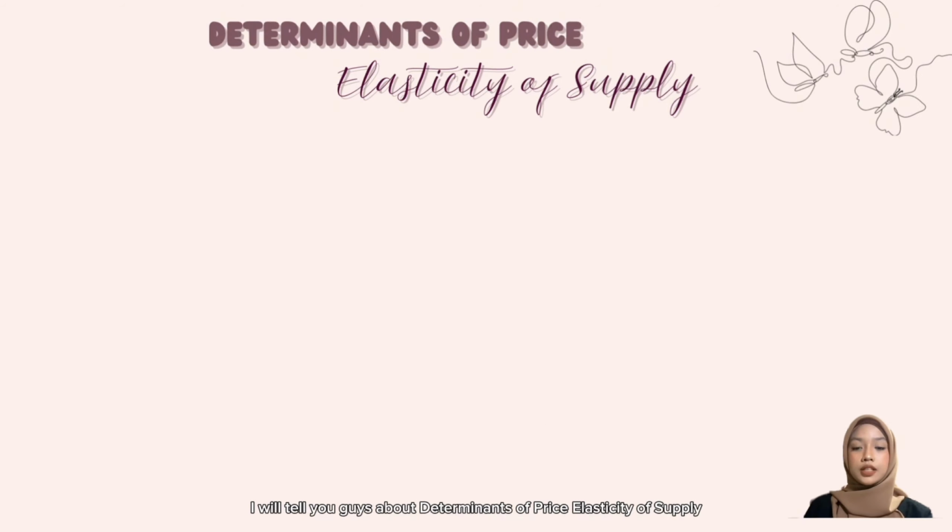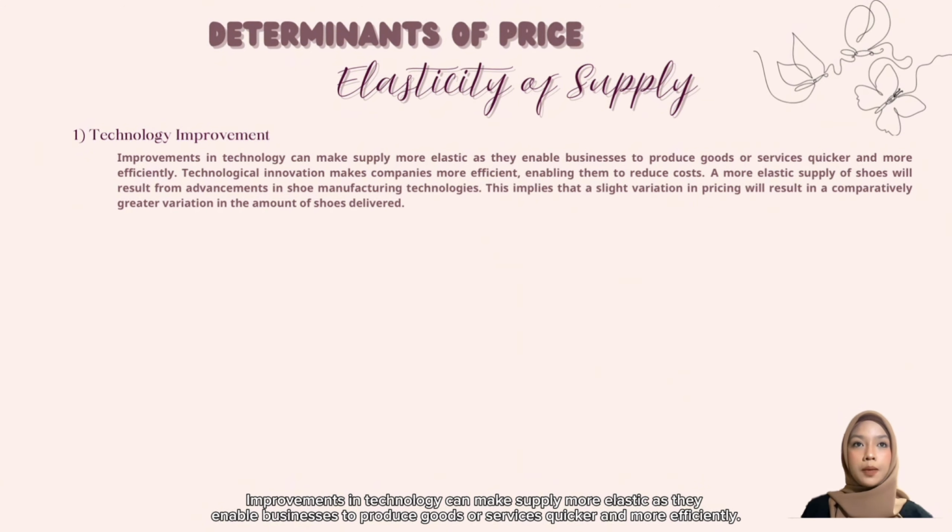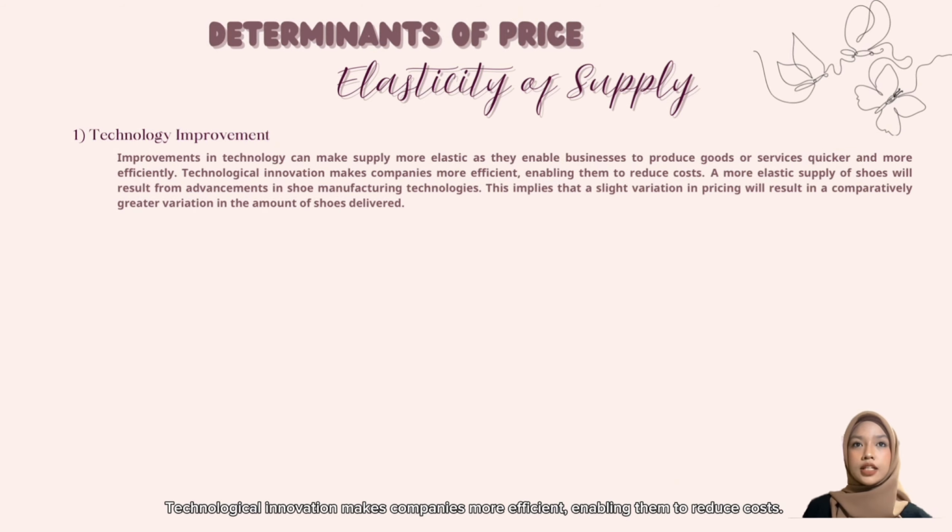In this part, I will tell you guys about the determinants of price elasticity of supply. The first is technology improvement. Improvement in technology can make supply more elastic as they enable businesses to produce goods or service quicker and more efficiently. Technological innovation make companies more efficient, enabling them to reduce costs. A more elastic supply of shoes will result from advancement in shoe manufacturing technologies.